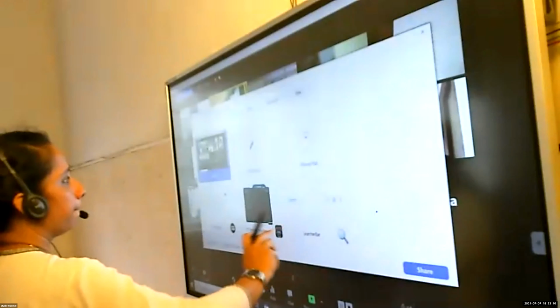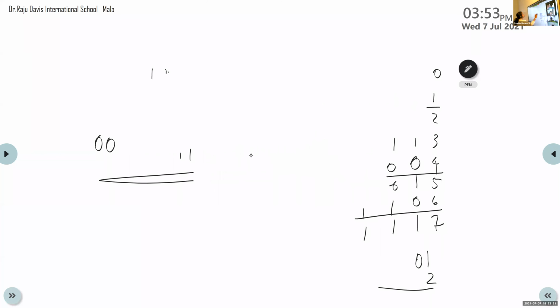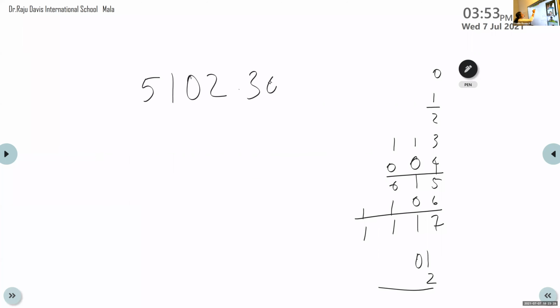Okay. Read the question, Navneet. 5102.301 to the base 16. Octal to hexadecimal. Okay, read the answer, Navneet. A42.60 A. This we already discussed. A42.608.